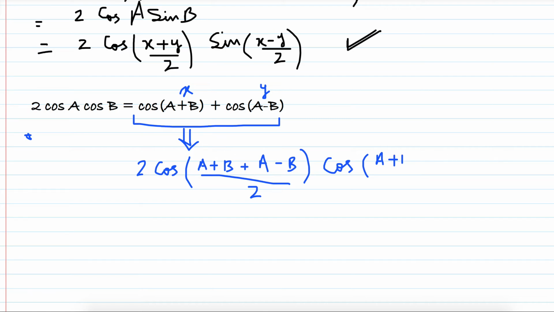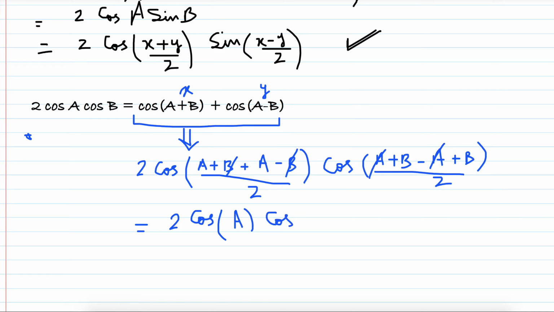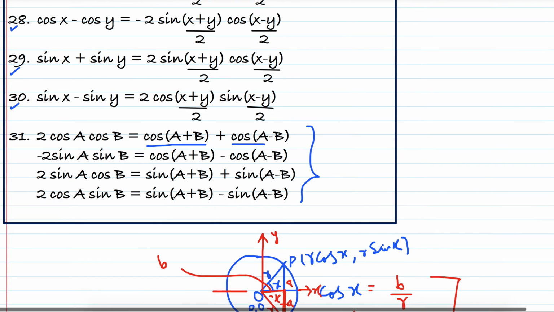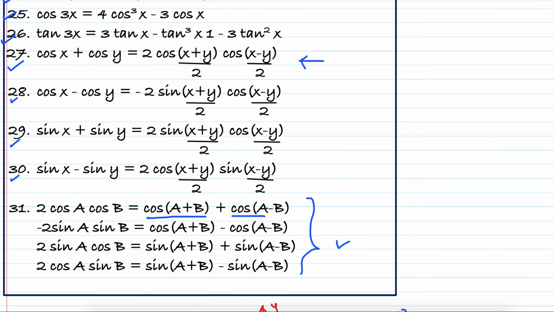So x is a plus b, y is a minus b. So it becomes (a plus b) minus (a minus b), divided by 2. So here the b term is cancelled. This becomes 2a divided by 2, which is a, and this becomes 2b divided by 2, which is b. So we get 2 cos a cos b in place of this. All the other three are similar, so we can prove them as similar cases.